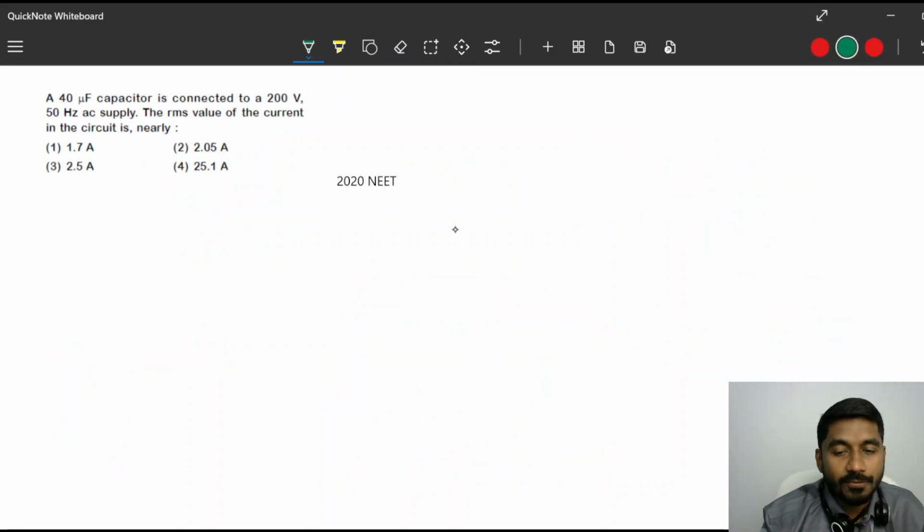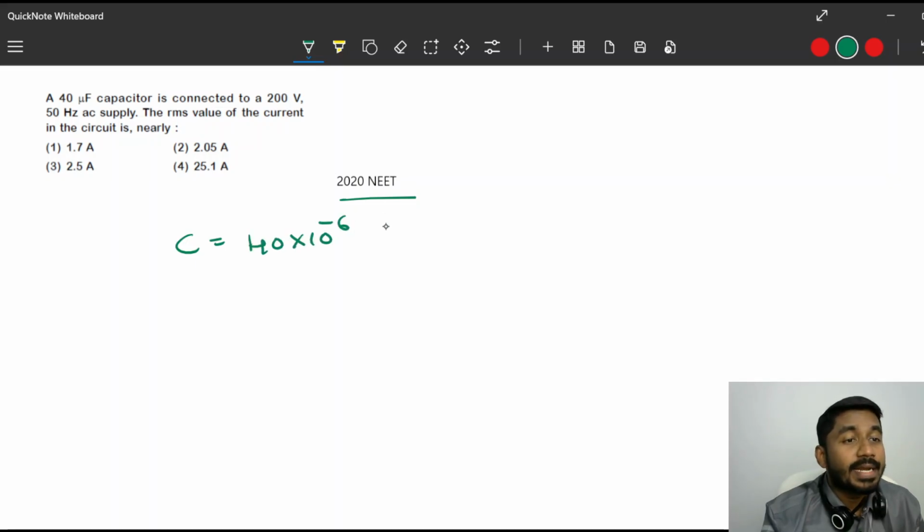So this is a question from the 2020 NEET exam. A 40 microfarad capacitor. So take that one: 40 microfarad, 40 into 10 raised to minus 6 farad. I'm asking you to do it as homework. I will give you the way, and you have to find the answer and write your answer in the comment box.